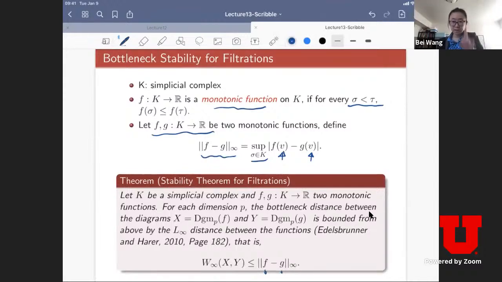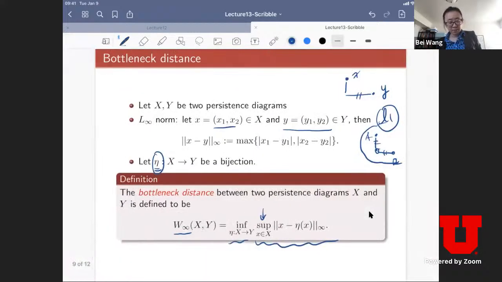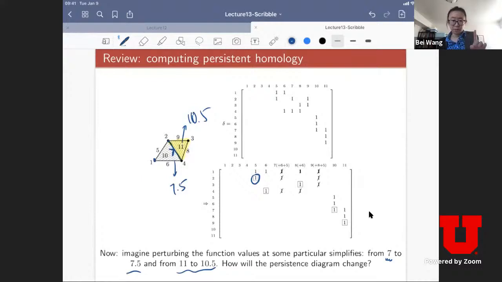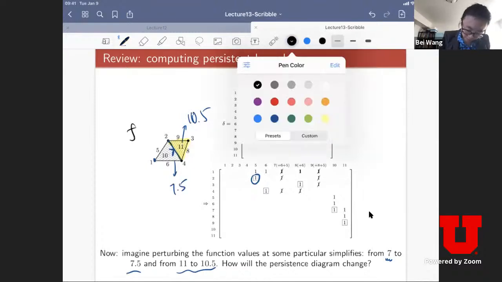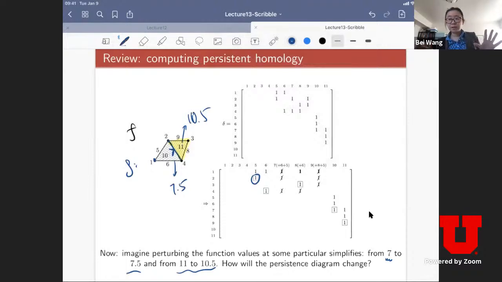So now the stability theorem is saying that if I have two functions defined on the same simplicial complex, which give rise to filtrations and persistent diagrams, then the bottleneck distance between their corresponding persistent diagrams is upper bounded by the distance between those two functions. So what does this mean? In this example, I perturb my function going from f, the black one, to g, the blue one, right? My f has simplices 1, 2, 3, 4, 5 until 11 with function values 1, 2, 3, 4, 5 until 11. My function g perturbs one of the edges from function value 7 to 7.5 and one of the triangles from function value 11 to 10.5, okay?